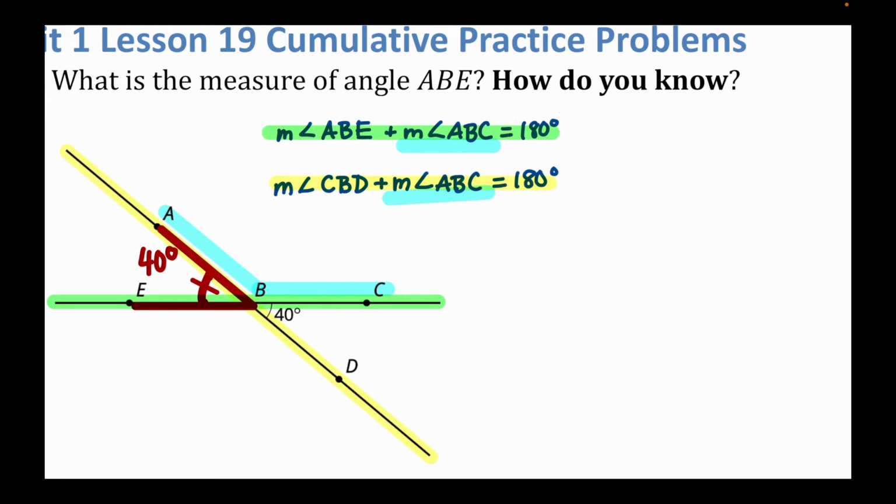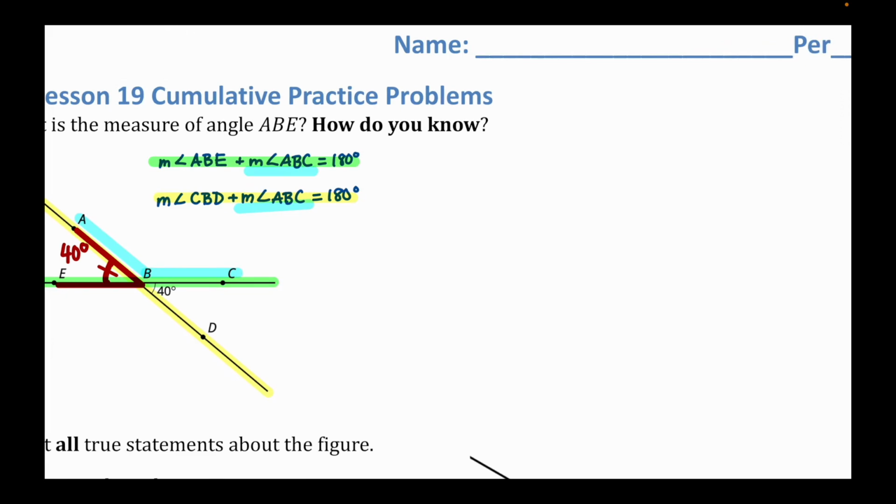So I can substitute in one of these for the other. If I put both of these together, we can say the measure of angle ABE plus the measure of angle ABC should be equal to the measure of angle CBD added with the measure of angle ABC. Because I knew each side was 180, I essentially have 180 equal to 180, so I know that this equation is legitimate and I'm allowed to use it.